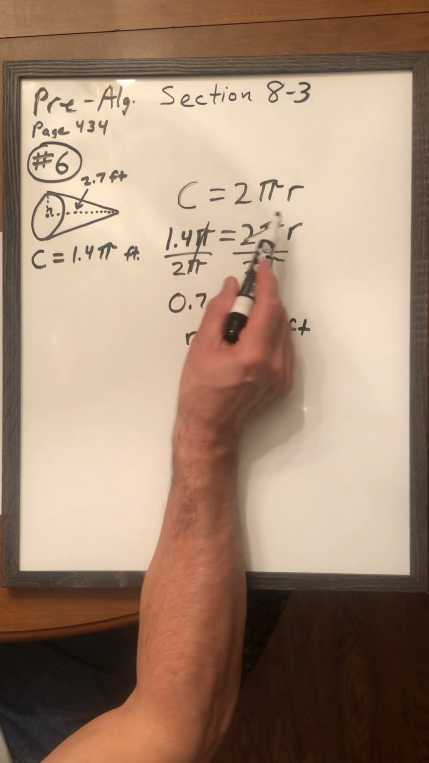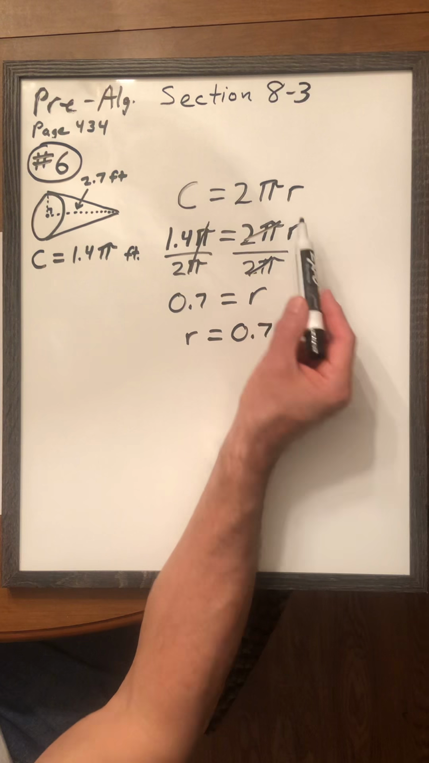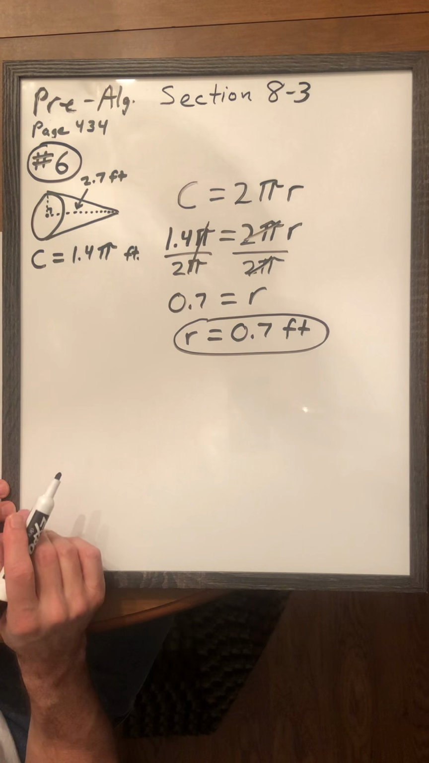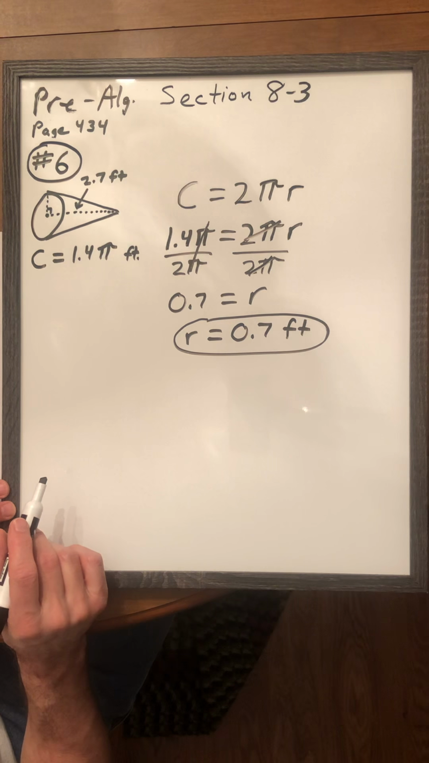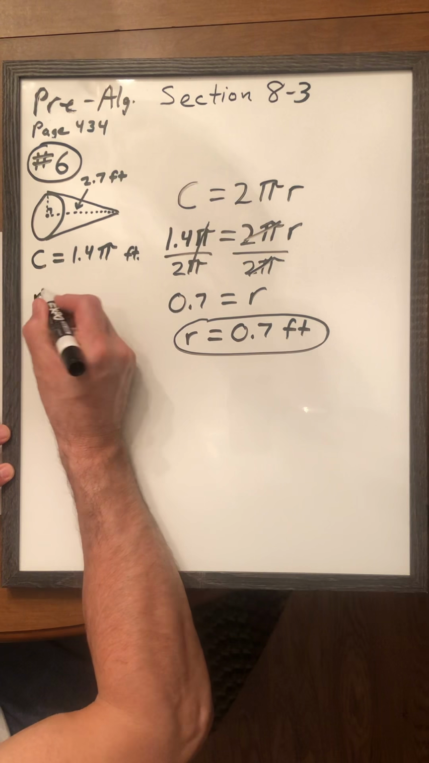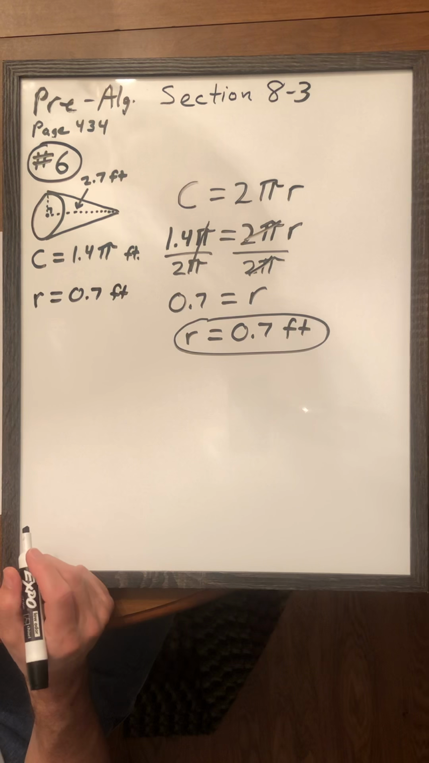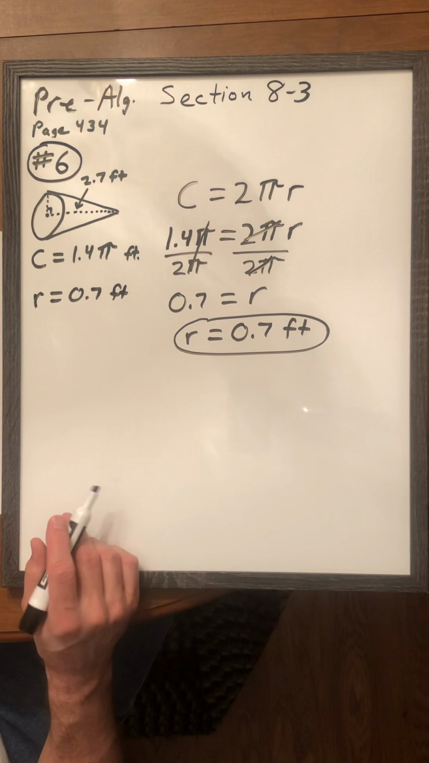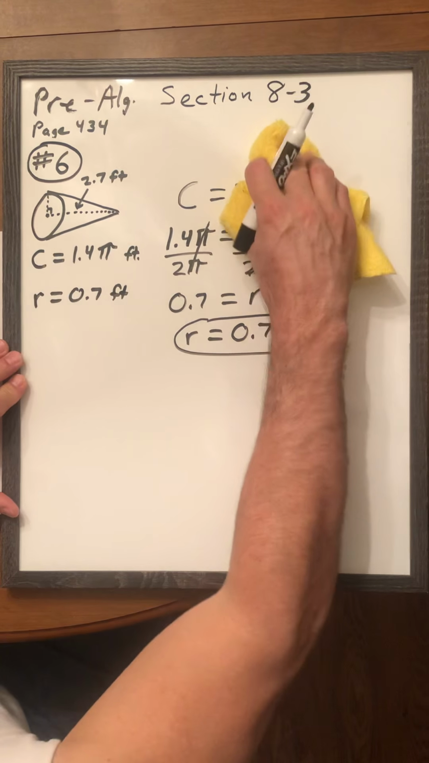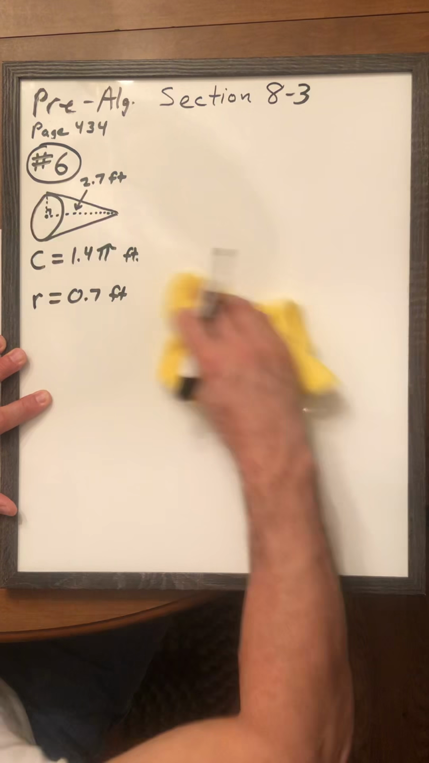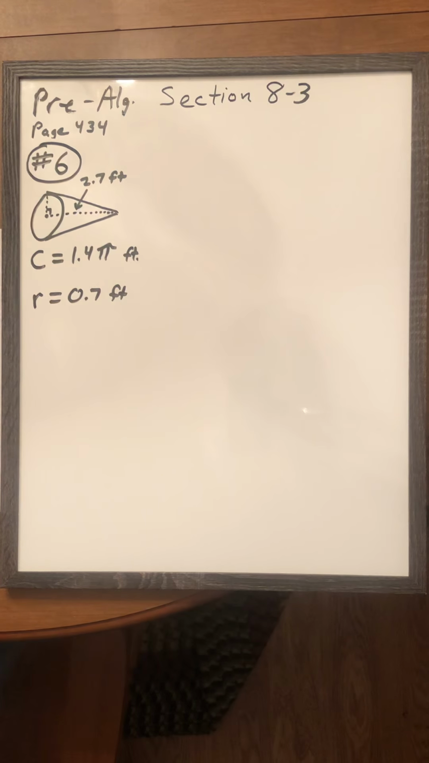So we use the circumference formula to help us find the radius. We needed the radius in order to find the volume. So now I'm going to write over here, r equals 0.7 feet. So that is my radius. I know what that is because I found it. Since I don't have that much room, I'm going to go ahead and erase this off, and then I can use that space to help me find the volume now.